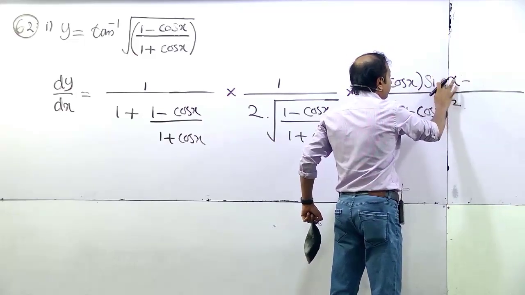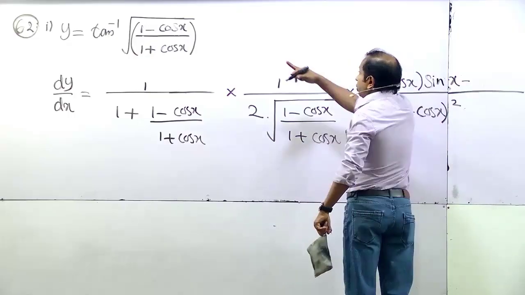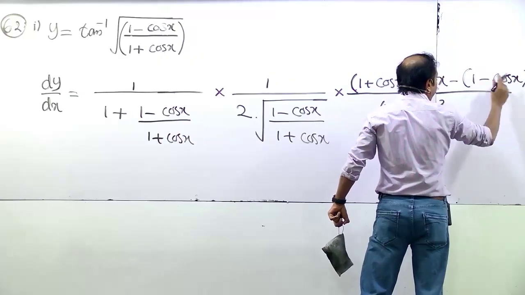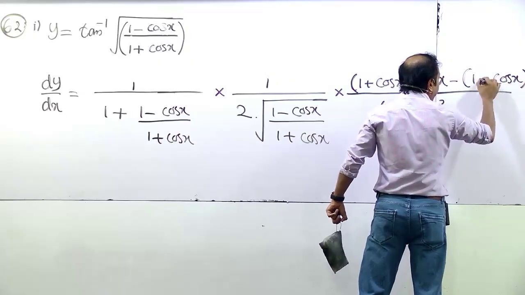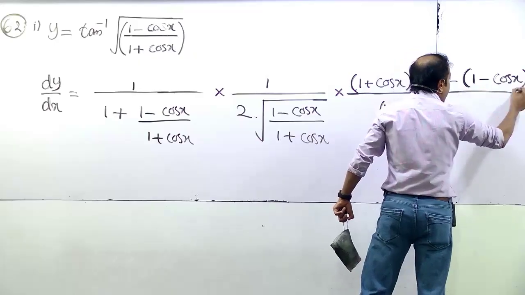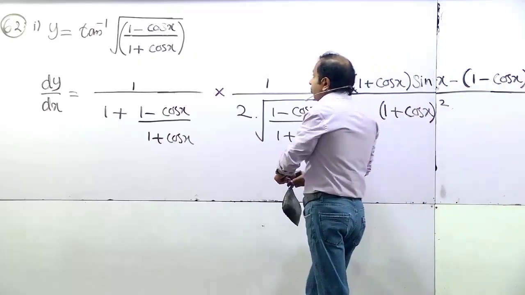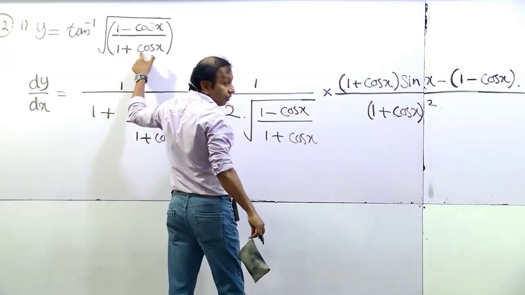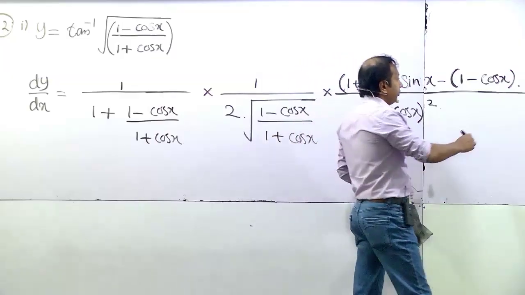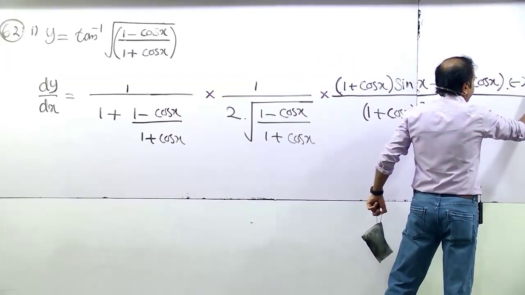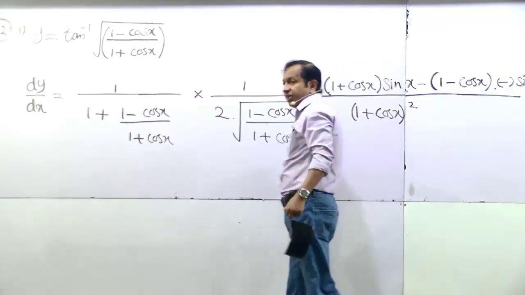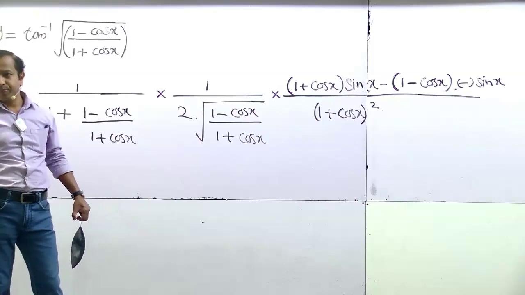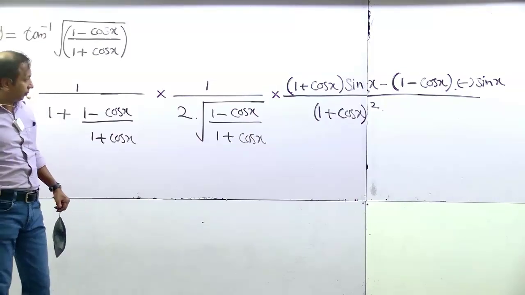Minus. Now the numerator function we have to keep the same, 1 minus cos x. That should be multiplied by the derivative of this function, 1 plus cos x, which is 0 minus sin x. Right. This is right. Now we shall simplify this a little bit. We'll take the answer for this last answer.